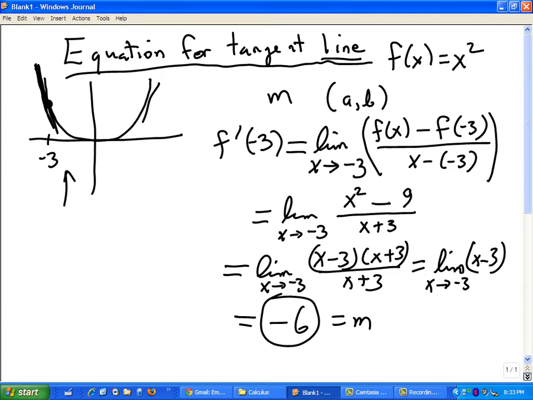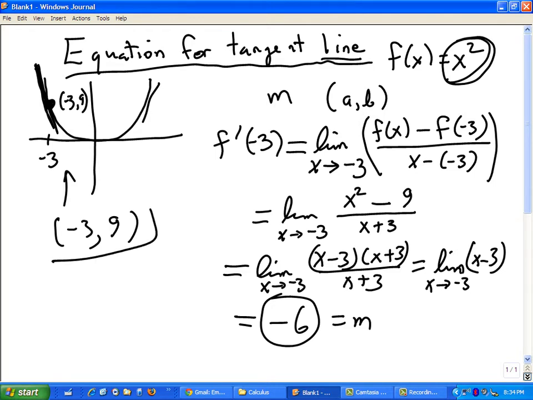What about a point? Well, if we know that x is -3, then the y we can get by just plugging -3 into our function for f of x. So -3 squared is 9. So the coordinates of this point would be -3, 9. So there's our point, and here's our slope. And now we need the equation of a line.